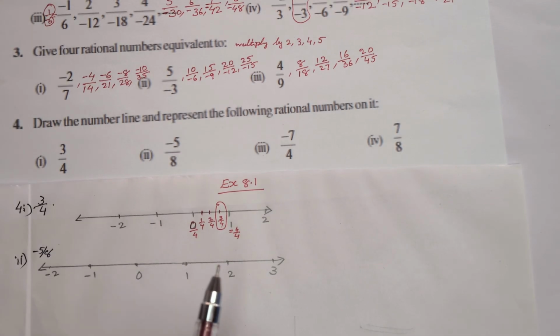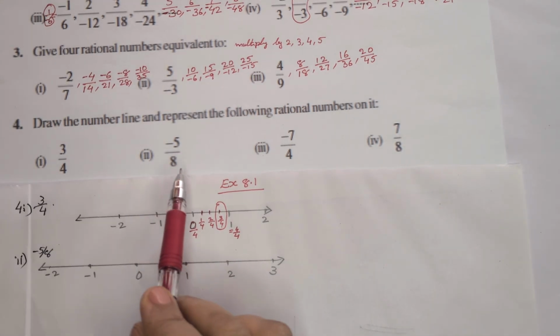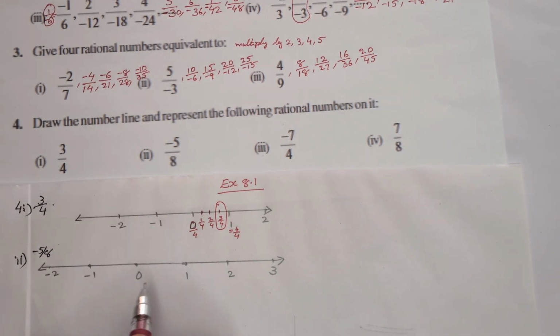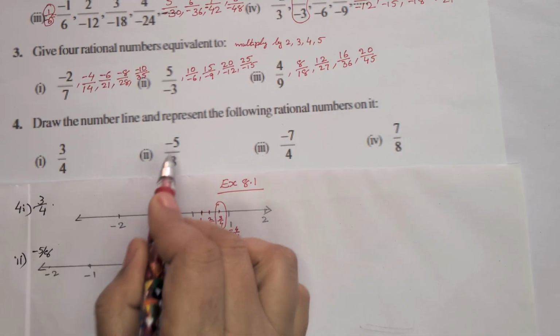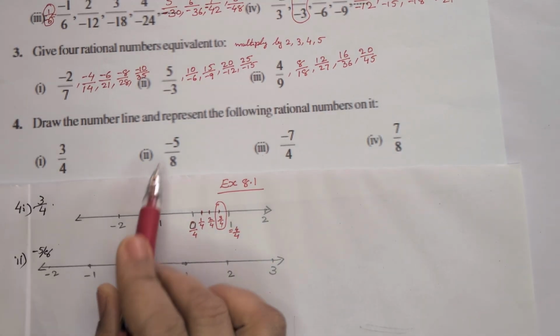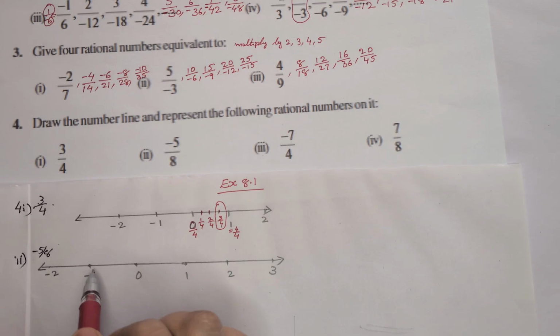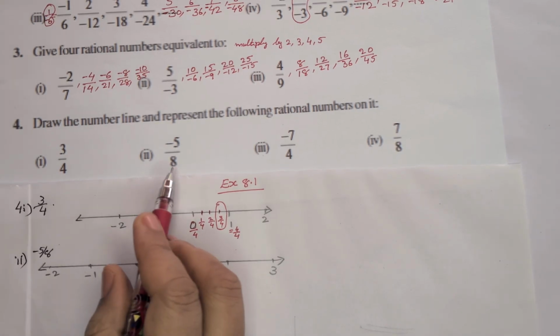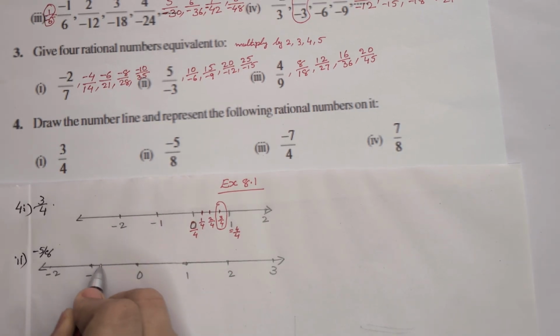Next is minus 5 by 8. That is also a proper fraction but with a negative sign. So that is coming on the left side of 0. And the denominator is 8. So we are dividing, the proper fraction always lies in between. It's a negative number, so in between minus 1 and 0. Denominator is 8 means 8 equal divisions.